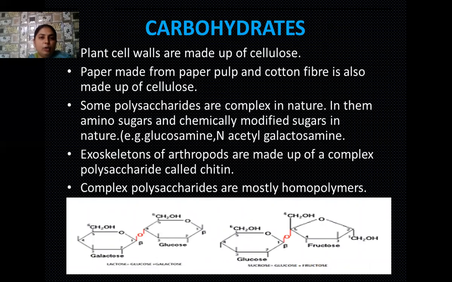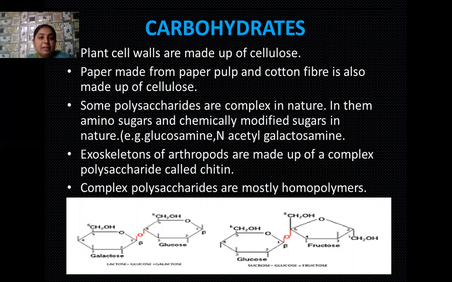Yes, students, a little more about these carbohydrates. You know very well, plant cell walls are made up of cellulose. If we are talking about a plant product such as paper, this paper is obtained from plant pulp. This plant pulp is also made up of cellulose, and cotton fiber is also an example of cellulose.